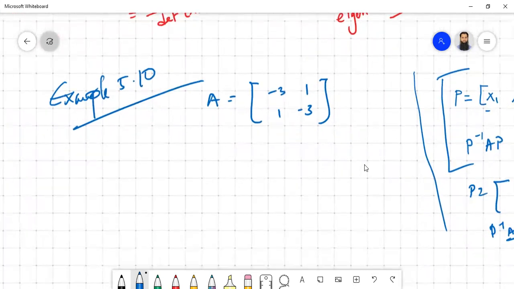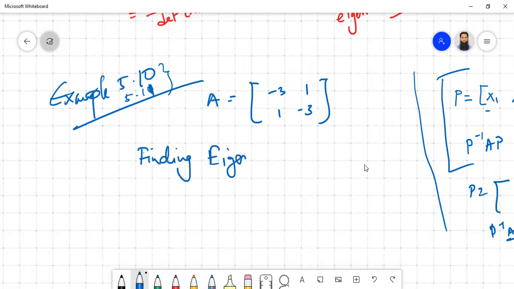There are two examples, example 5.10 and 5.12, which are combined together to complete this solution. In the first one, the matrix is given. We have to find the eigenvalues, and correspondingly the eigenvectors. Our objective from this is finding the eigenvectors. Let's do that.